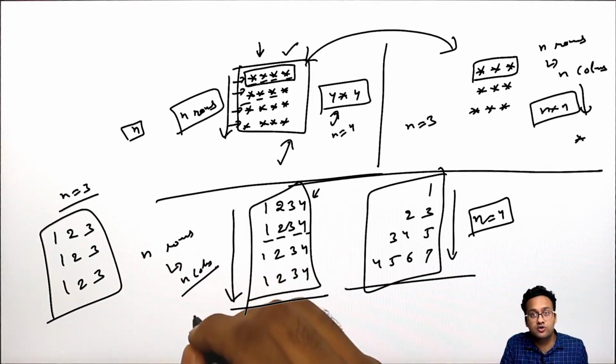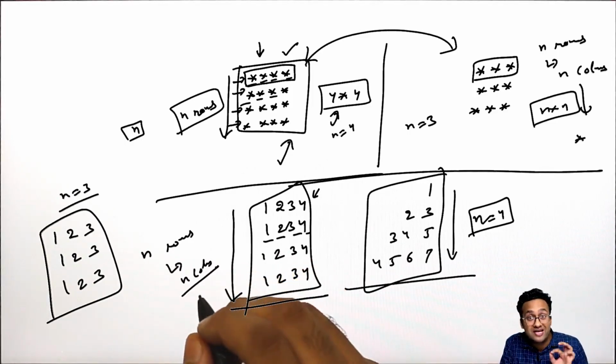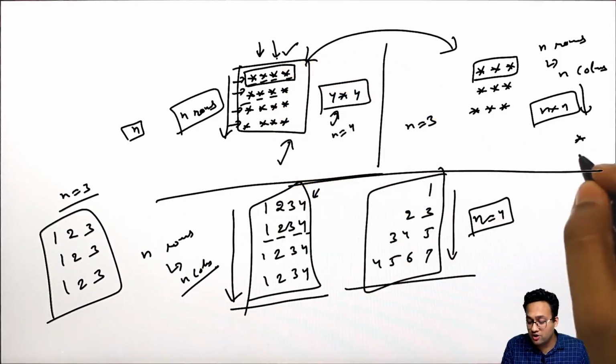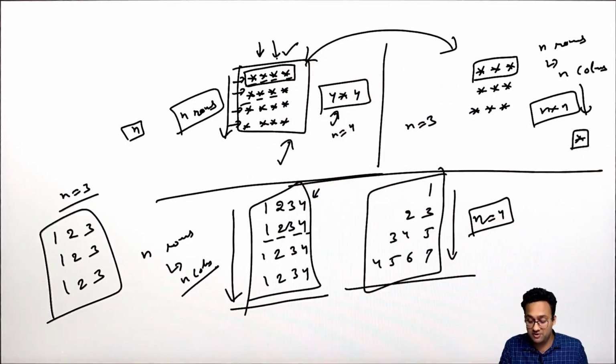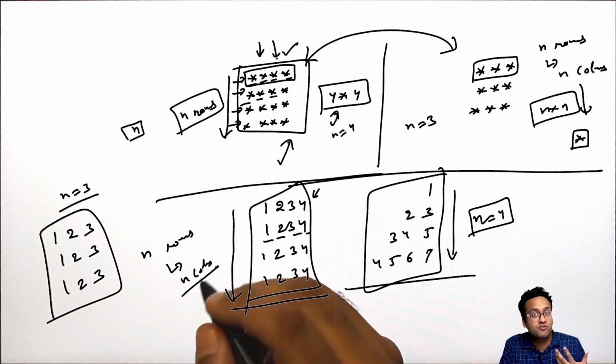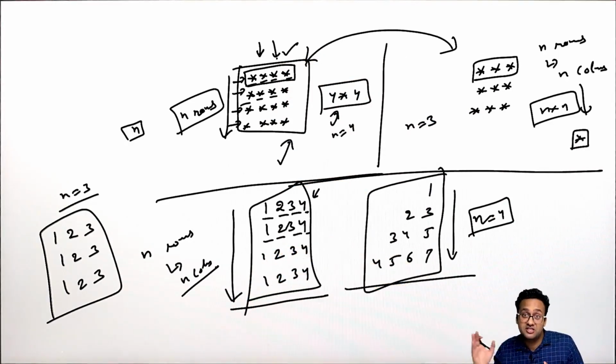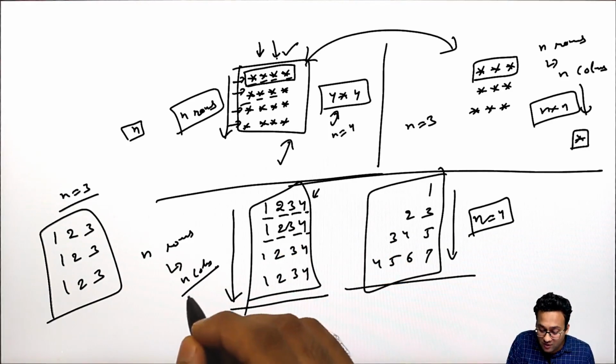But what do you need to print? Now that's a little more interesting than what you had here. Here you knew you have to print a star every time. But now you don't have to print a star every time. You need to print a number. And the number changes as you proceed in a row. So we'll have to figure out what to print.